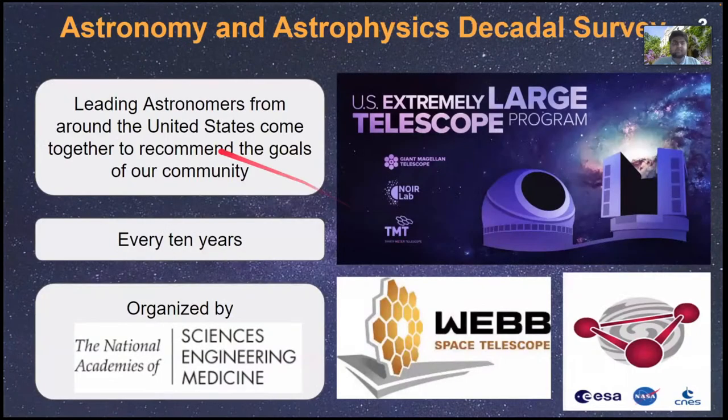So let's begin. The Astronomy and Astrophysics Decadal Survey is essentially a time every 10 years where astronomers from around the United States recommend the goals of the community for the next 10 years. It's an embodiment of professionals from around the country coming together, deciding what their field should focus on for the next 10 years. These recommendations are encapsulated in a final technical survey that goes on to influence how funding is allotted for the next 10 years, including large programs.